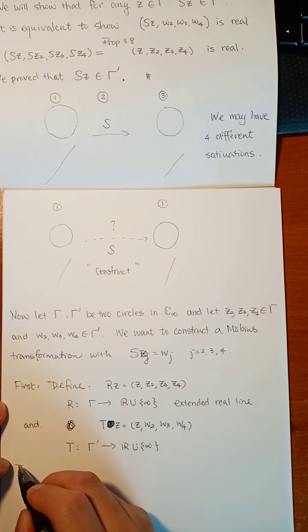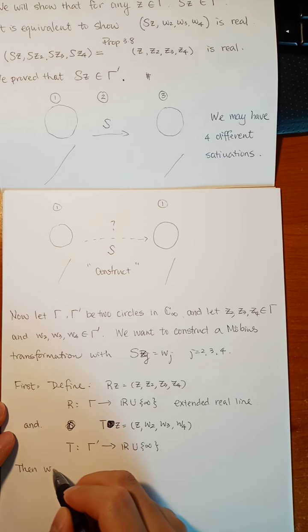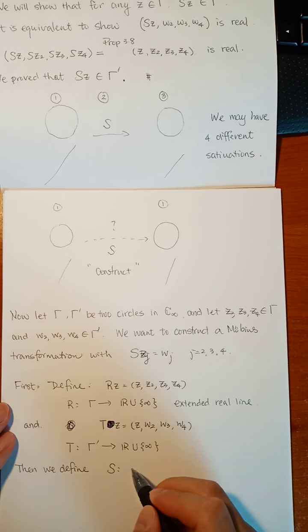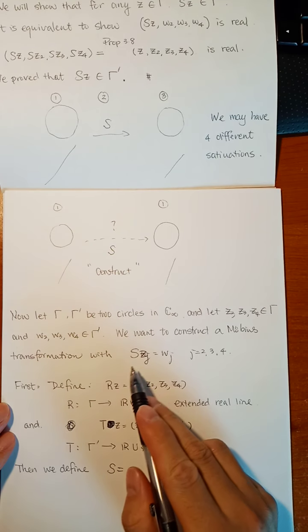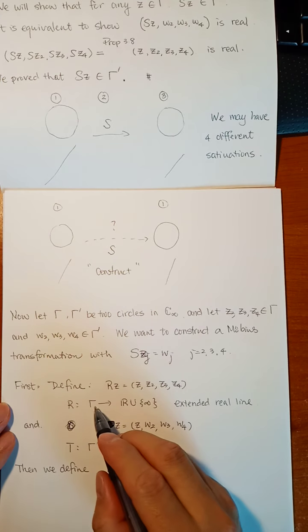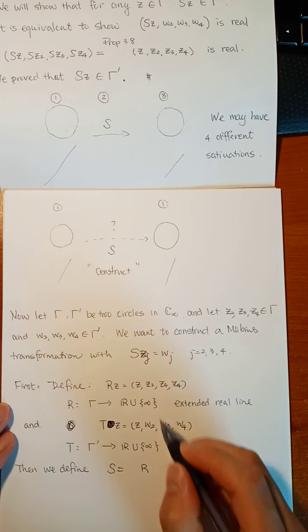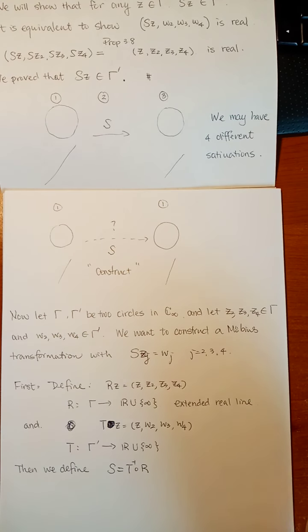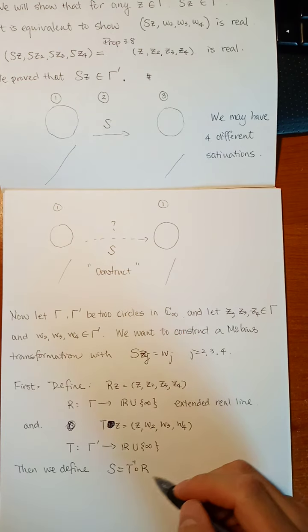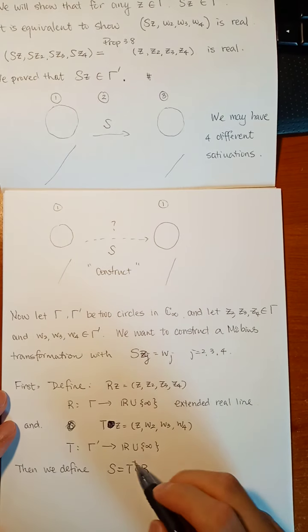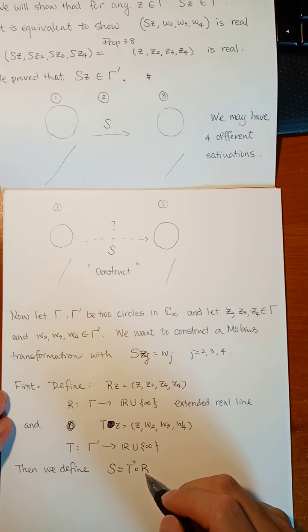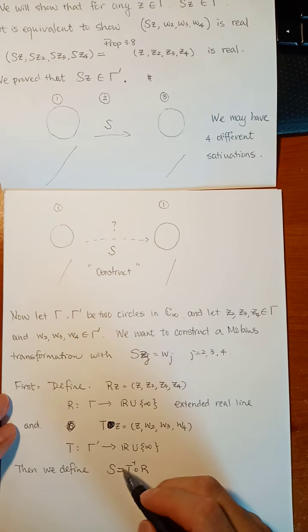Okay, and then we define what? We define this S. Remember, S is from gamma to gamma prime. So we start from gamma to R and back to gamma prime, T inverse. Okay, so this is the Mobius transformation. The inverse of a Mobius transformation is a Mobius transformation. Composite of two Mobius transformations is still a Mobius transformation.